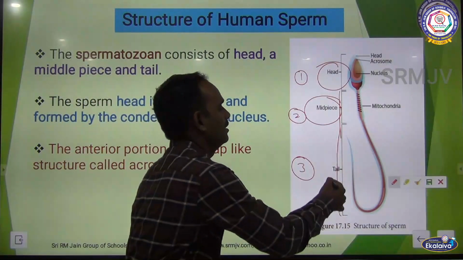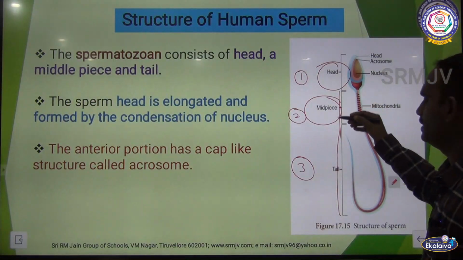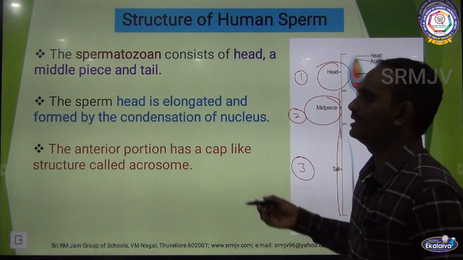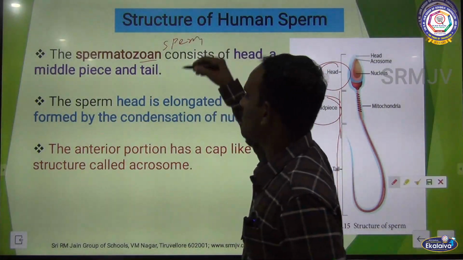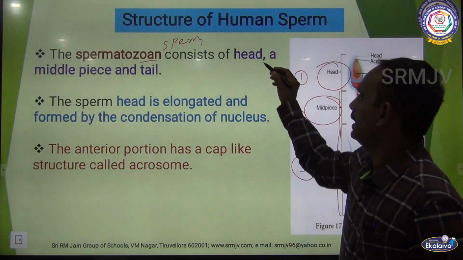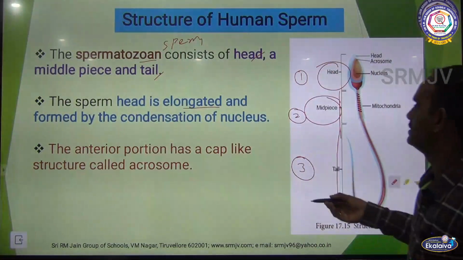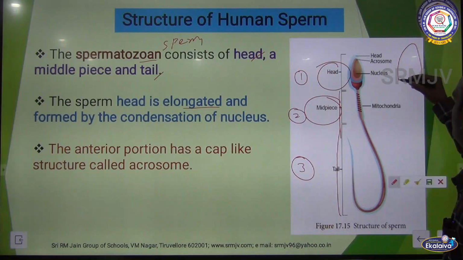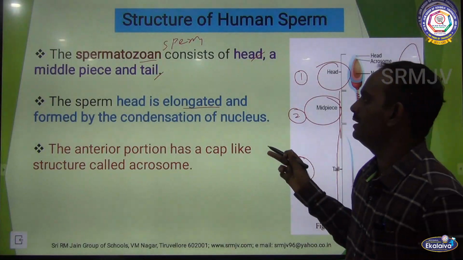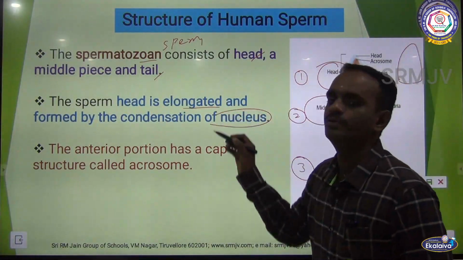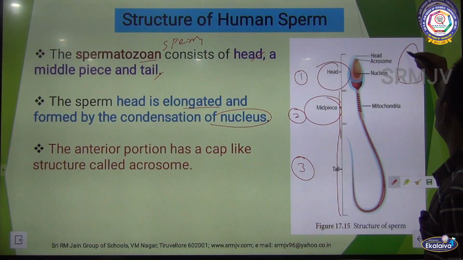The human sperm has these three main parts: head, middle piece or mid piece, and the third one is tail. The spermatozoan, which is nothing but sperm, consists of three parts: head, middle piece and tail. The head is elongated. See the picture here, children. This is the structure of head. It is somewhat elongated and is formed by the condensation of the nucleus. The anterior portion of the head has a small cap-like structure.